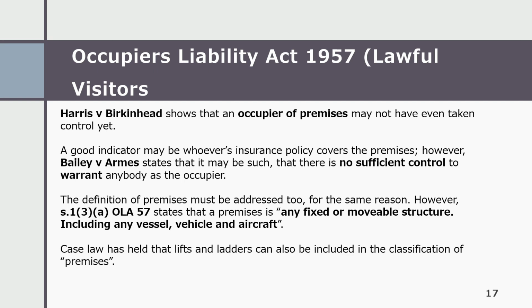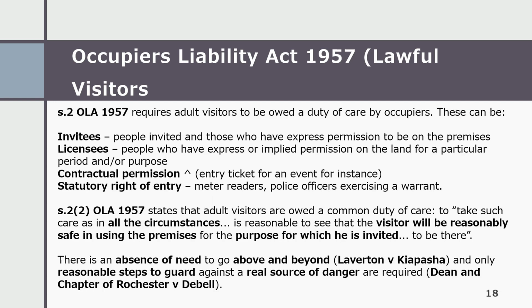The definition of premises must be addressed too, for the same reason. However, Section 1, Subsection 3, Subsection A of the Occupiers Liability Act 1957 states that a premises is any fixed or movable structure, including any vessel, vehicle, or aircraft. Case law has held that lifts and ladders can also be included in the classification of premises as well.